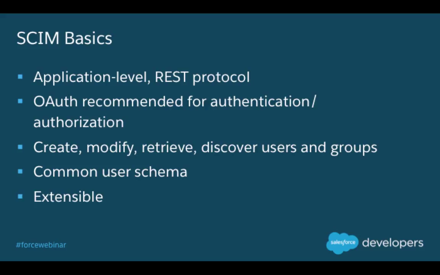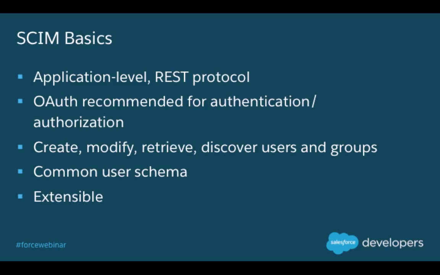And at its root, SCIM is a modern REST protocol. So that means that we're passing data back and forth over HTTP using those familiar HTTP operations. So we might use GET to retrieve a user record and POST to create one. SCIM recommends OAuth for authentication and authorization. So for the most part, SCIM calls will be accompanied by an OAuth token as an HTTP header, which is great because Salesforce speaks OAuth very, very well. We create, modify, retrieve, and discover users and groups, again via those HTTP operations.